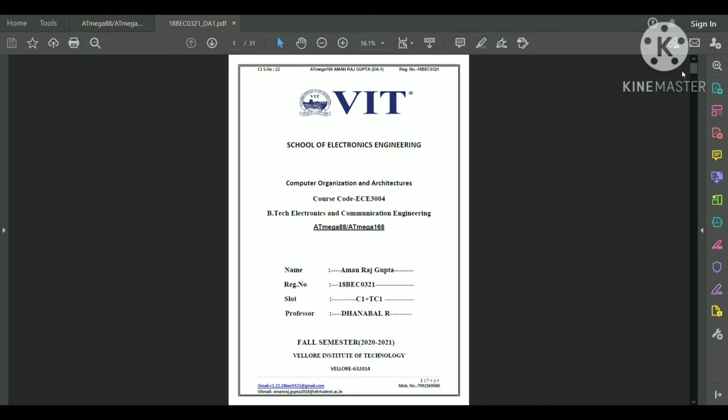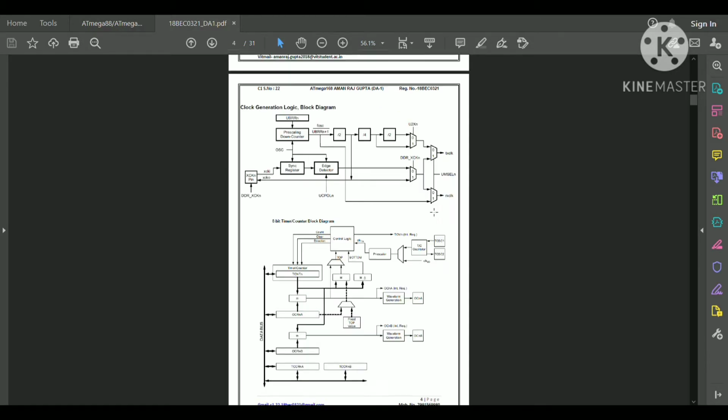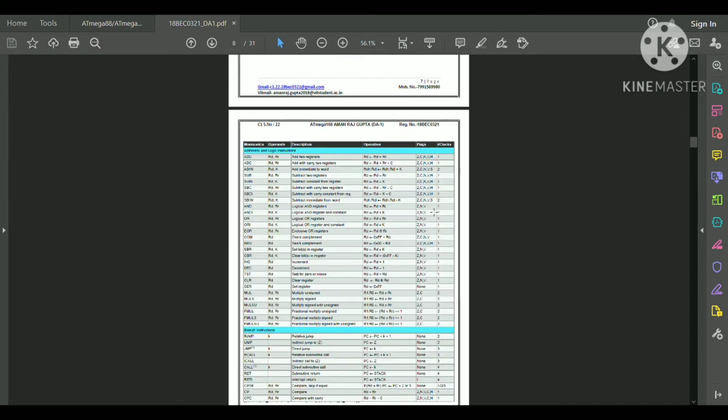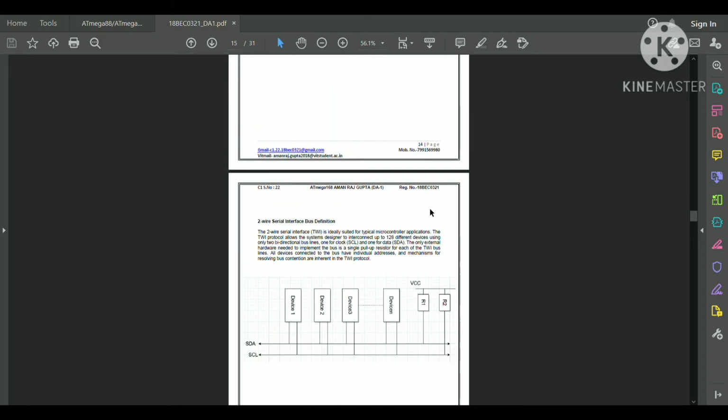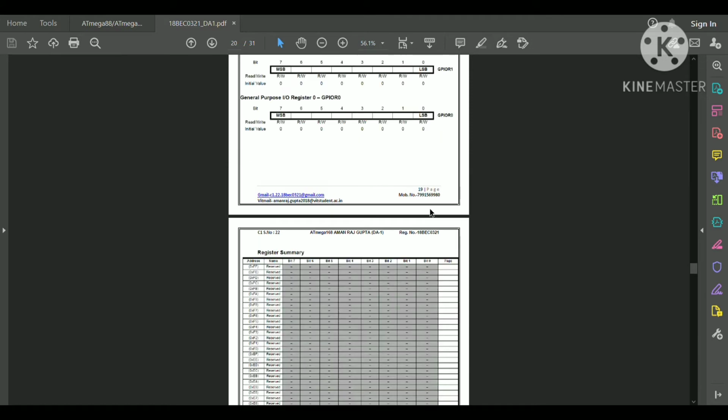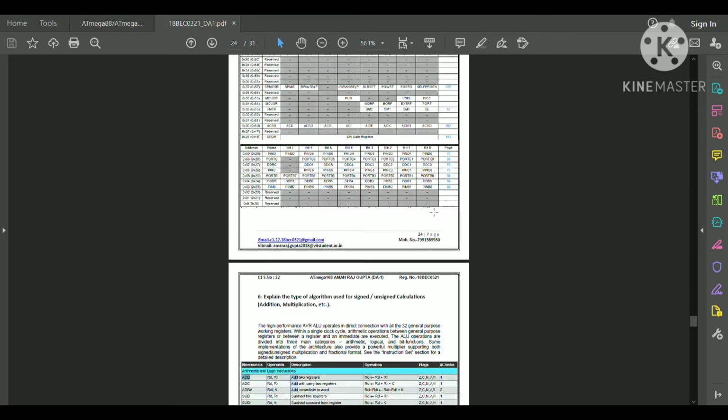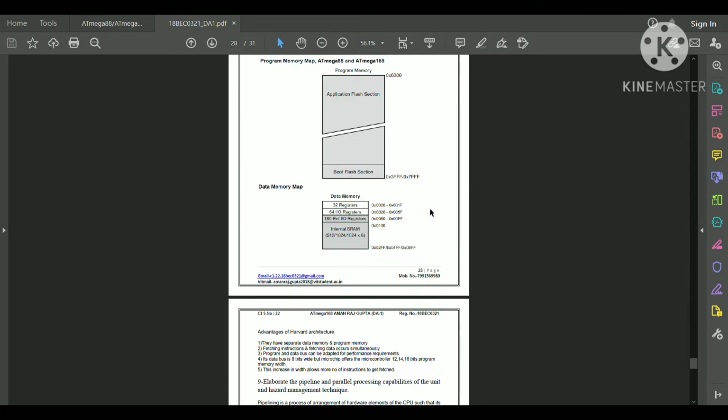This is my DA1, which is based on the Atmega 168 microcontroller, whose vendor is Atmel. The link for the datasheet is provided in the description. You can go through my DA1. There are 10 questions which have been answered using several block diagrams, which I will show you how I draw in draw.io.